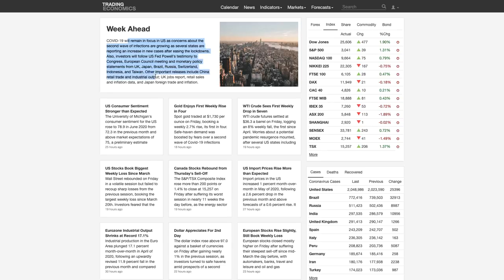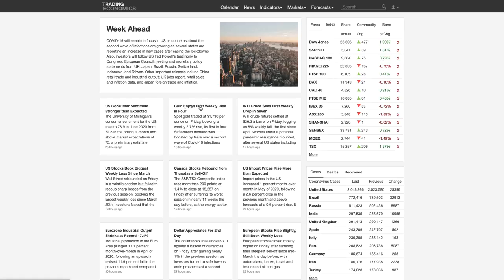So other important releases include China retail sales and industrial output, UK jobs reports, retail sales, and inflation data. So there's quite a lot of data coming out. The important news really is what the central bankers are talking about, and anything to do with the economy and inflation, as well as jobs reports, even though everybody is in the same kind of boat.